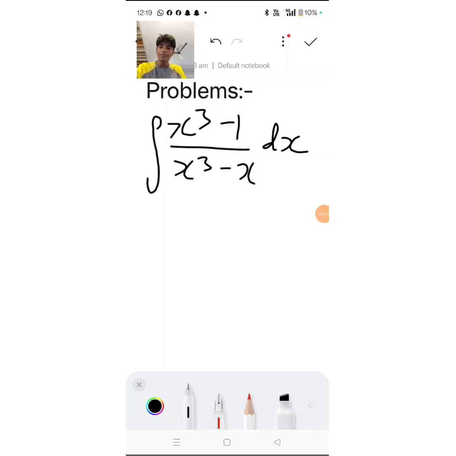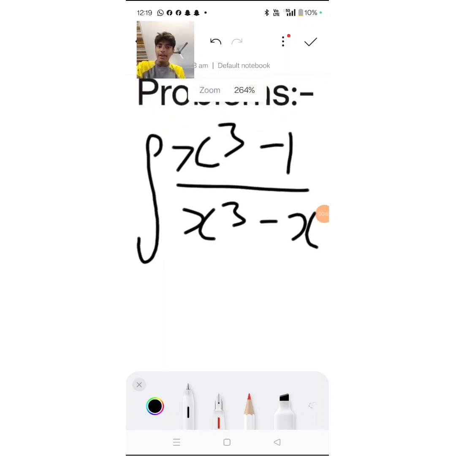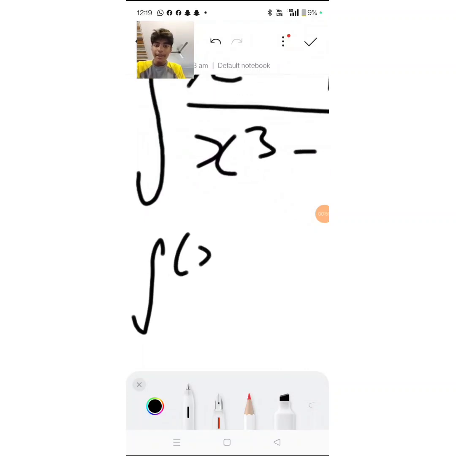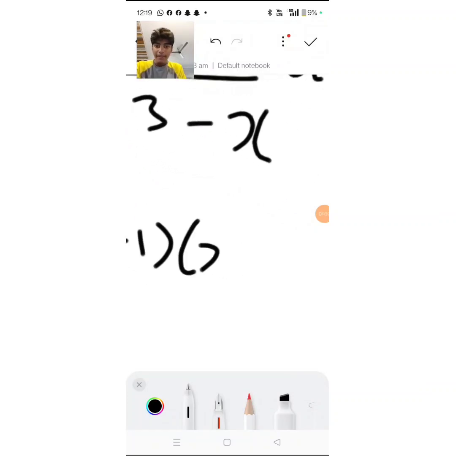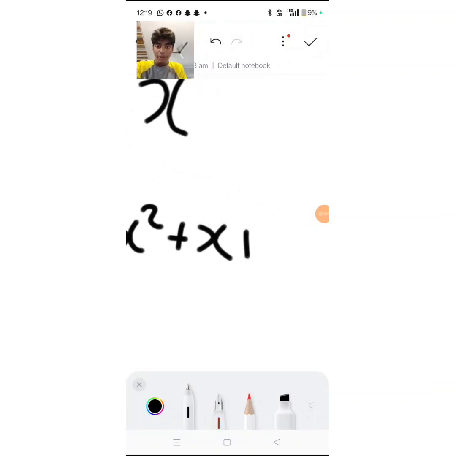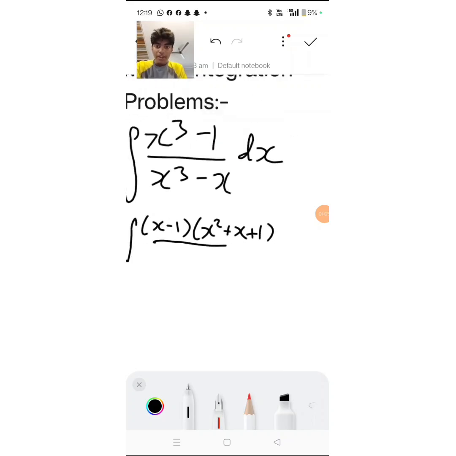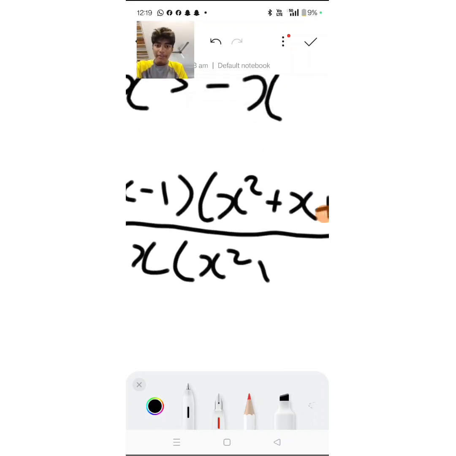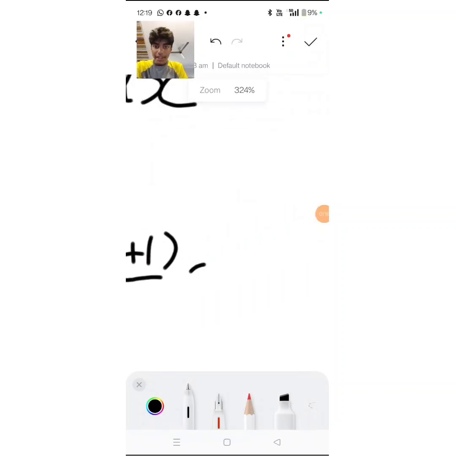So we have x cubed minus 1, and this is just the a cube minus b cube identity. So what we can do here is rewrite this as the integral of (x minus 1) into (x squared plus x plus 1), right? We're not changing anything. Divided by, now here we have two x's, so we can factorize x out, x into (x squared minus 1) dx.